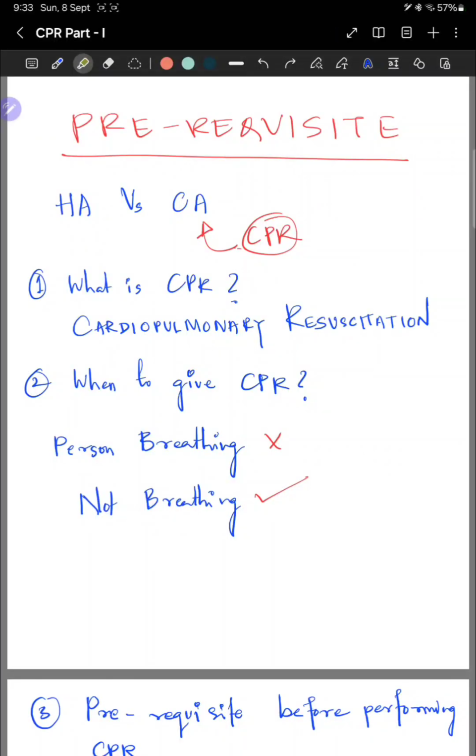Let us learn about CPR. Now, before learning about CPR, we should know the difference between heart attack and cardiac arrest. Heart attack is when the heart gets blocked due to plaque, and cardiac arrest is when the heart stops beating. CPR is performed in case of cardiac arrest.